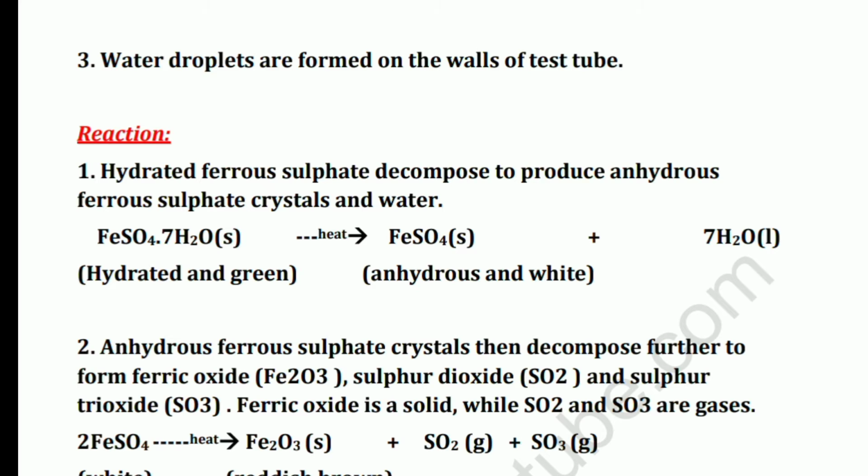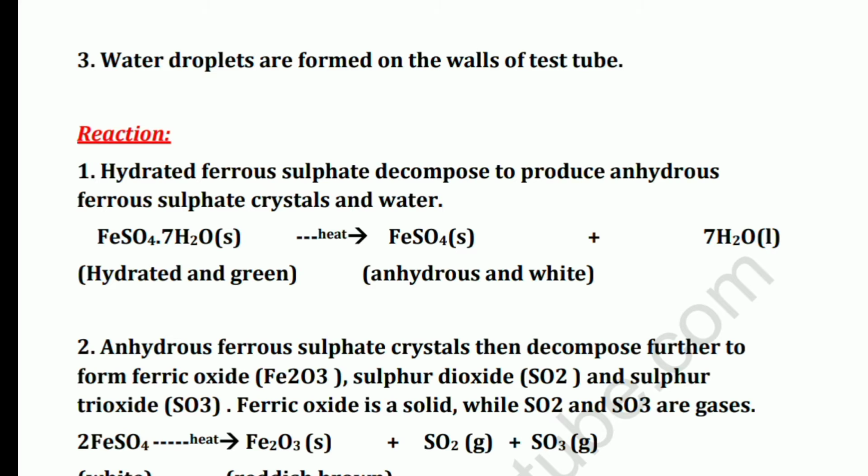So when you start heating ferrous sulfate, what happens? First, it loses its water of crystallization, and when it loses its water of crystallization, it becomes anhydrous. So when ferrous sulfate loses its 7H2O, then we say that it has become anhydrous. And since it has lost its water of crystallization, it loses its color also, so it changes to white.